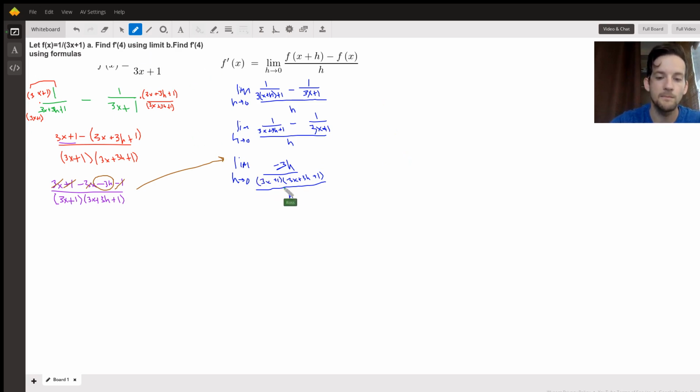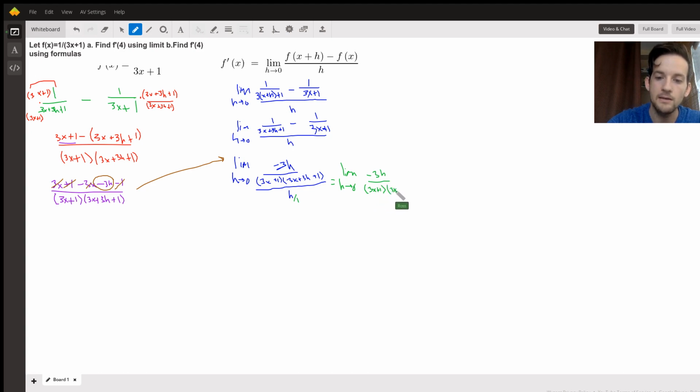Give myself some room here. And we're going to turn this into the limit as h approaches 0 of negative 3h over the whole denominator. That first fraction doesn't change.